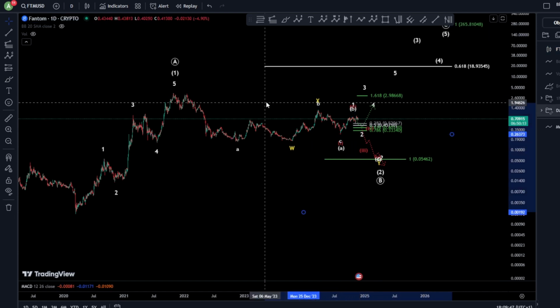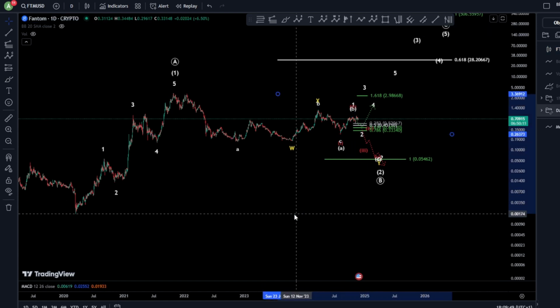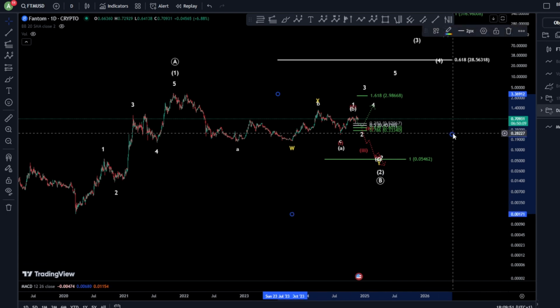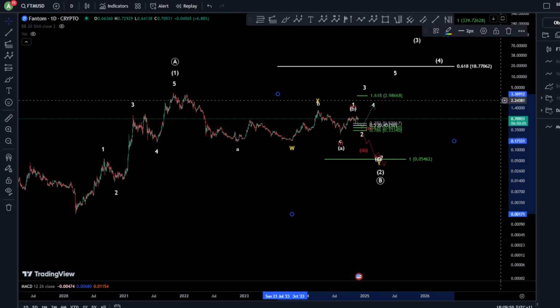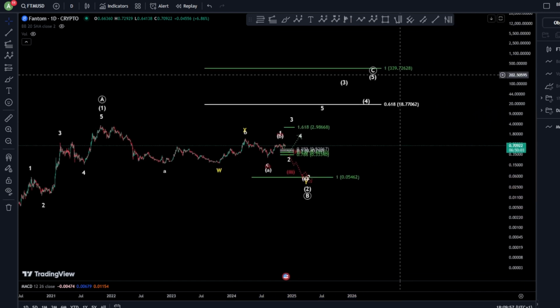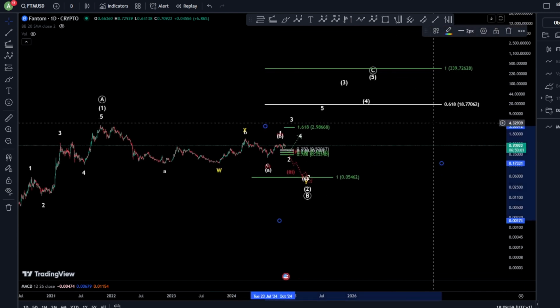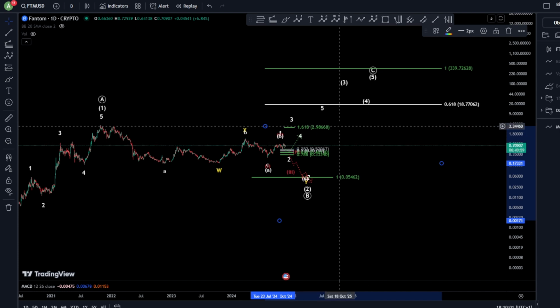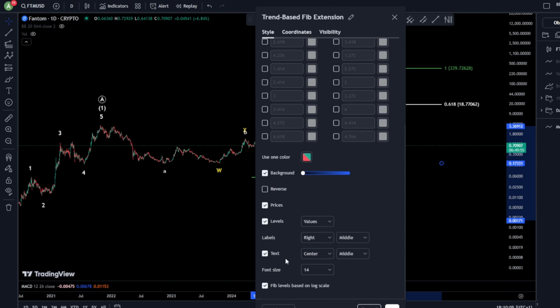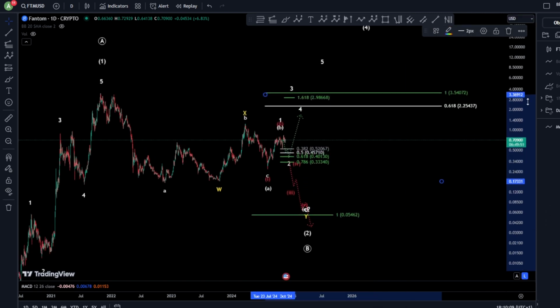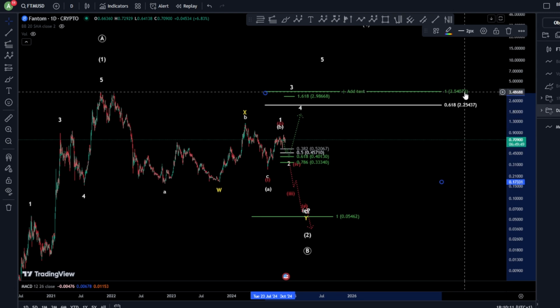Now your wave C can reach of course the 1-to-1 fib level taken from the top of the A to the bottom of your wave B here, where we want to reach of course around $339 for Phantom, but of course this is a logarithmic fib level. If we come back to the linear one, we're going to reach of course 3.5 first.